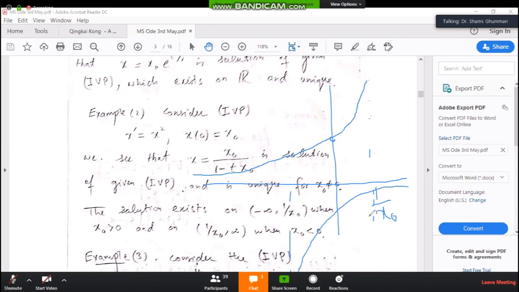Next, example number 3. Consider the initial value problem x prime is equal to the absolute value of x to the power 1 over 2, x at 0 is equal to 0. So this is again a non-linear first order differential equation.